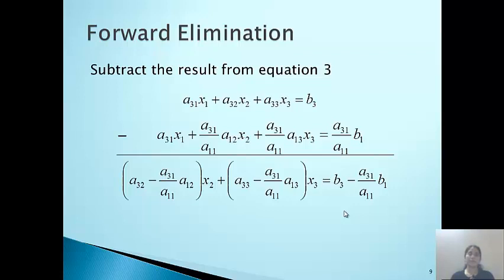Now subtracting the result which we have got, the result is a31 x1 plus a31 upon a11 into a12 into x2 plus a31 upon a11 into a13 into x3 equal to a31 upon a11 into b1. So the resultant third equation will be: the coefficient of x1 is made 0, the coefficient of x2 is a32 minus a31 upon a11 into a12, and the coefficient of x3 is a33 minus a31 upon a11 into a13, equal to b3 minus a31 upon a11 into b1.